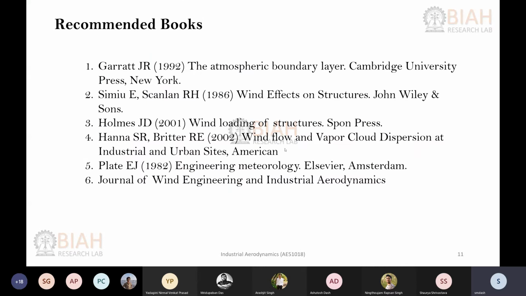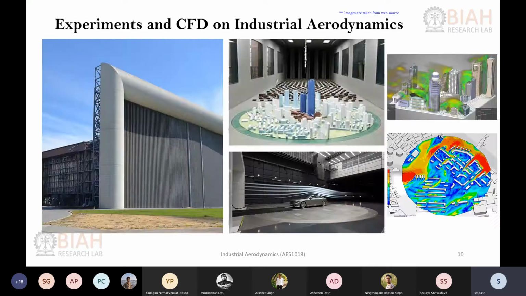These are some of the books that I'm going to refer to throughout the course. Particularly Simiu and Scanlan, Wind Effects on Structures, which I will be following, and J.D. Holmes, Wind Loading of Structures. Most of my content will also be from the Journal of Wind Engineering and Industrial Aerodynamics. Since this is a more research-oriented course, not a traditional or conventional aerodynamics course, we will have a lot of research material in it. So that is a brief overview of what I'll be covering in this course.